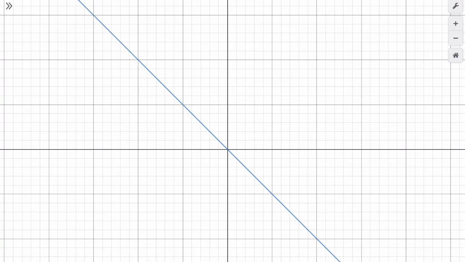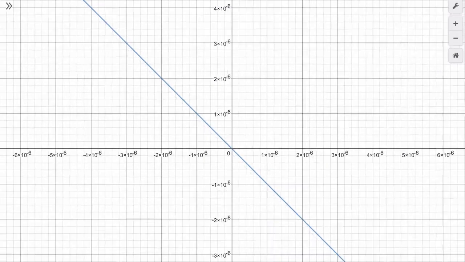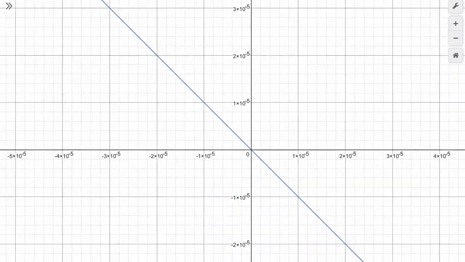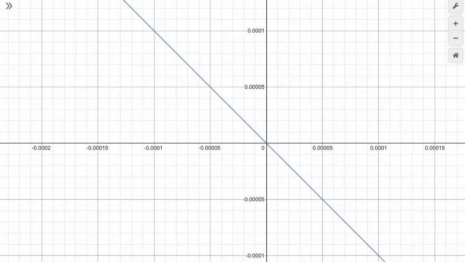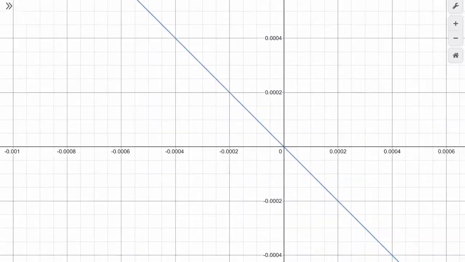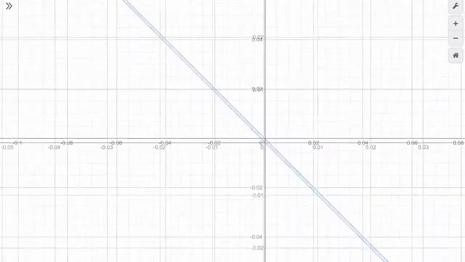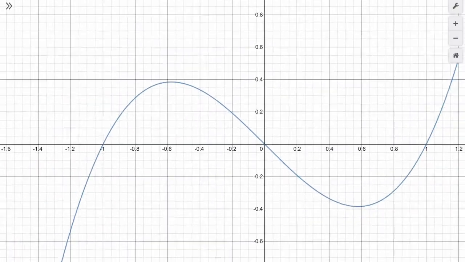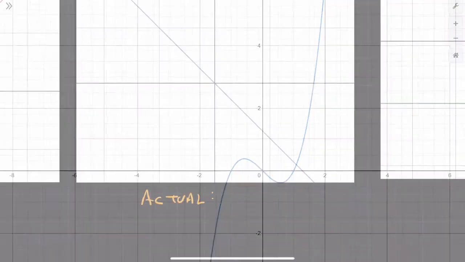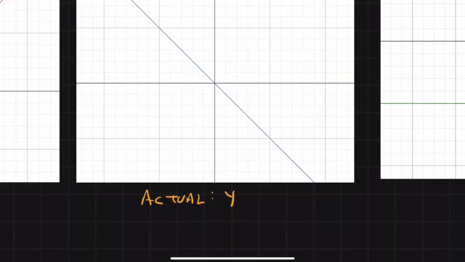Here is the blue curve, which looks like the linear equation y equals negative x. If we turn on the axis numbers, we can see that we're actually zoomed in really close. As we zoom out, this blue line starts to take on more of a curve. And if we zoom out far enough, we'll be able to see the full shape of this curve. The equation of this blue curve is actually y equals x cubed minus x.